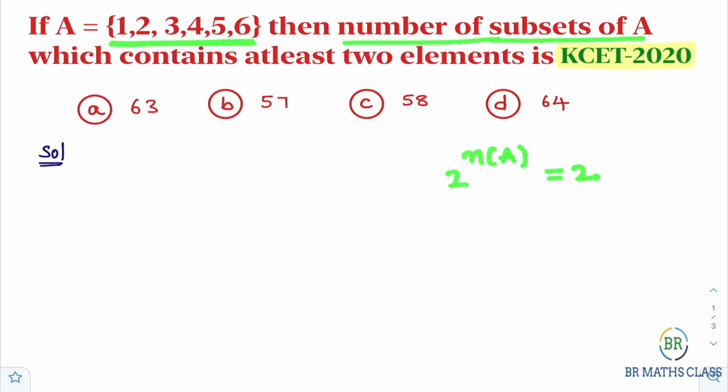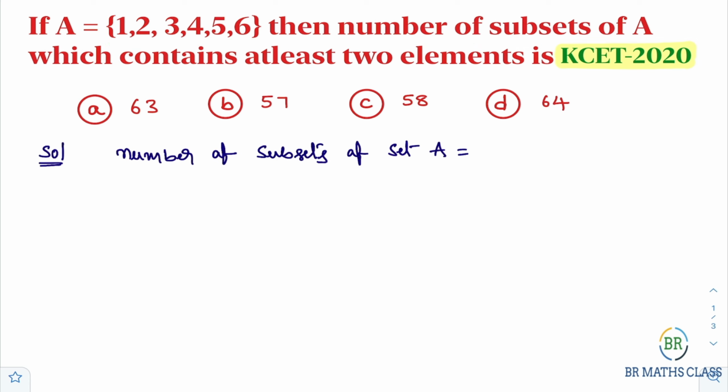So that is equal to 2 power. Here set A contains how many elements? 6 elements. 2 power 6 is what? 2 power 6 is 64. That means the total number of subsets of set A equals 64. Number of subsets of set A, what is the formula? 2 power n(A). n(A), the number of elements in set A, is what? 6. 2 power 6 is what? 64. So in total for this set, we can write 64 subsets.